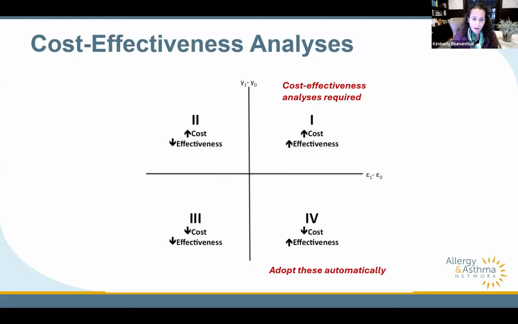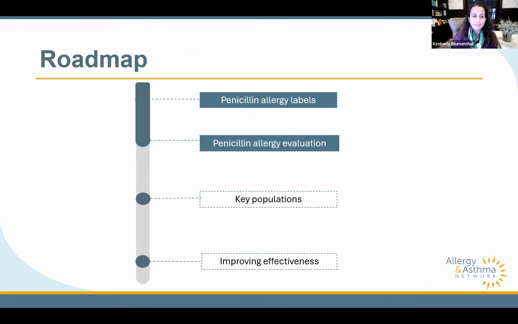Actually, this is in this other quadrant where you get more health, you get better antibiotic choices, less surgical infections, less C. diff, less antibiotic resistance, less treatment failures. You get all these better benefits of health. And it mostly is cost saving. So these are things we should just adopt. So that's why I'm here today, because we have to figure out how we can just adopt this. This is something we should all be doing.